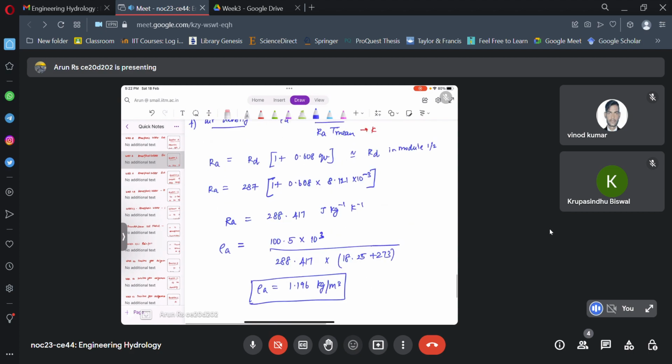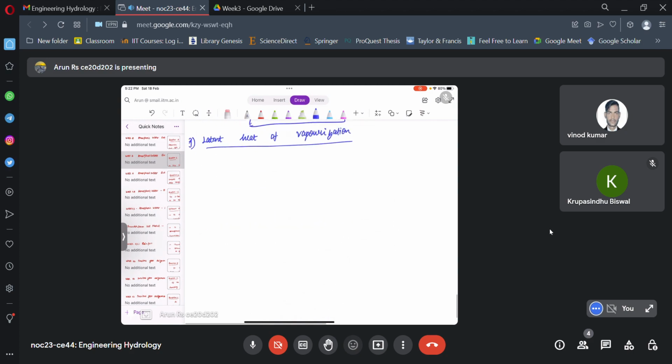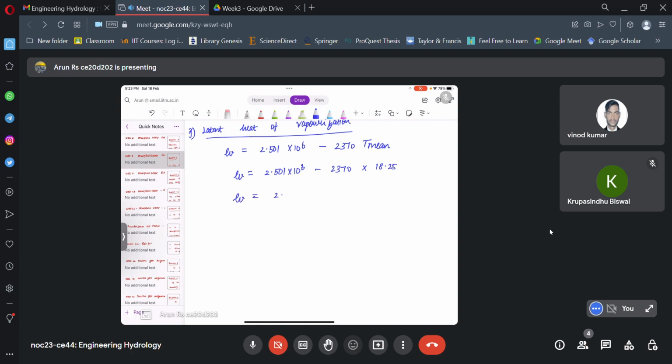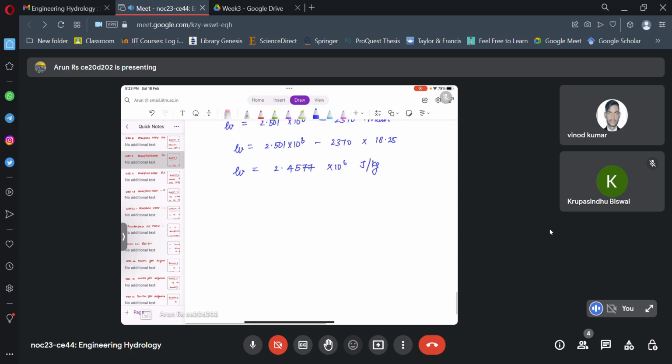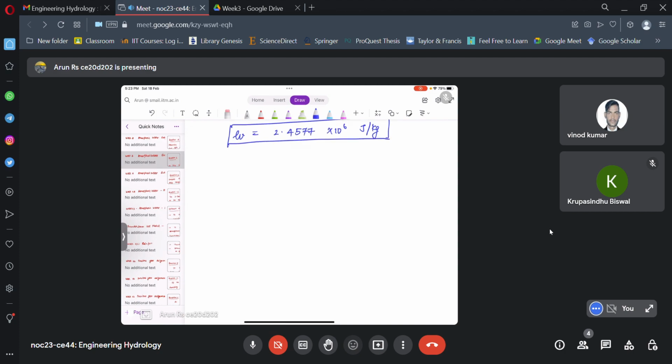So the next parameter is the latent heat of vaporization. So here L_v is equal to 2.501 into 10 to the power of 6 minus 2370 into the mean temperature, which gives 2.4577 into 10 to the power of 6 joule per kg. So we have calculated this.